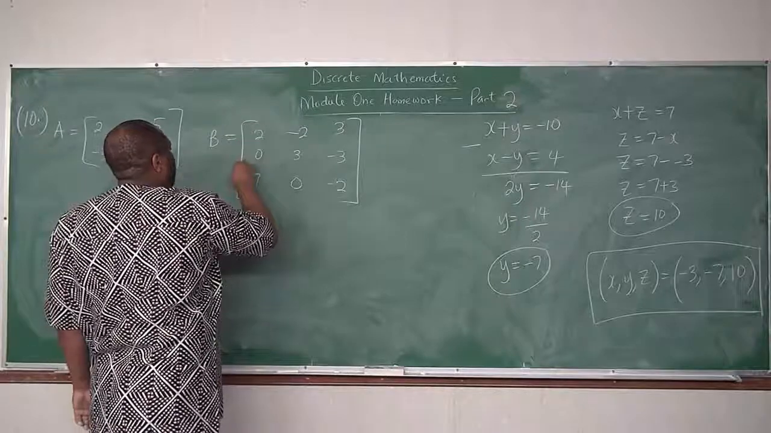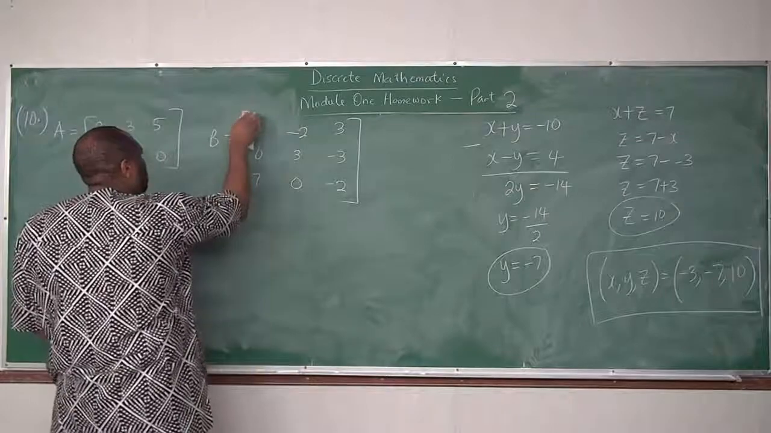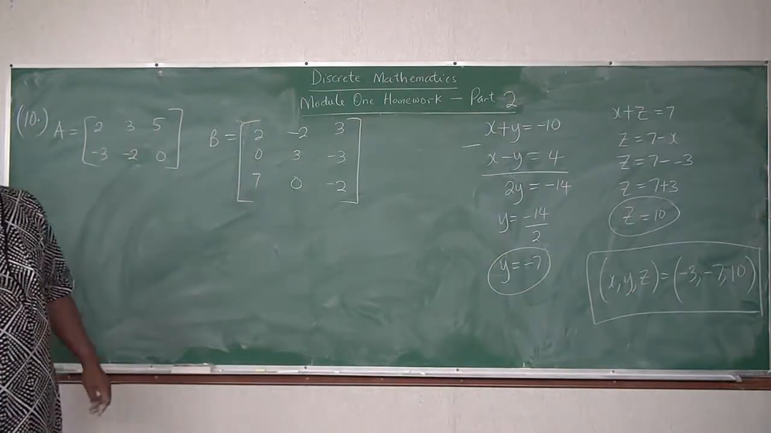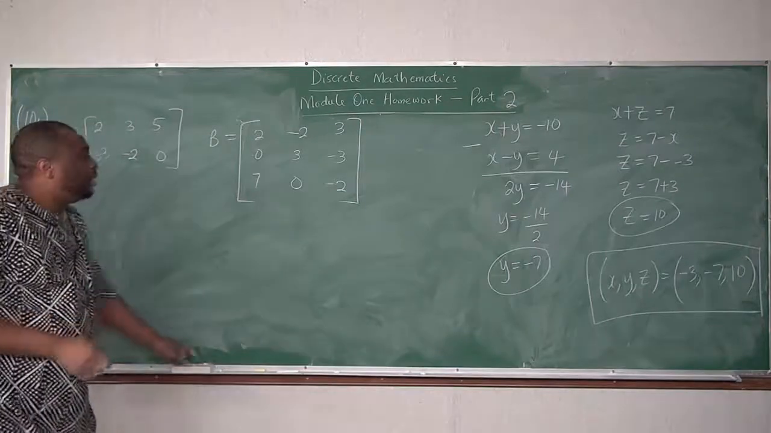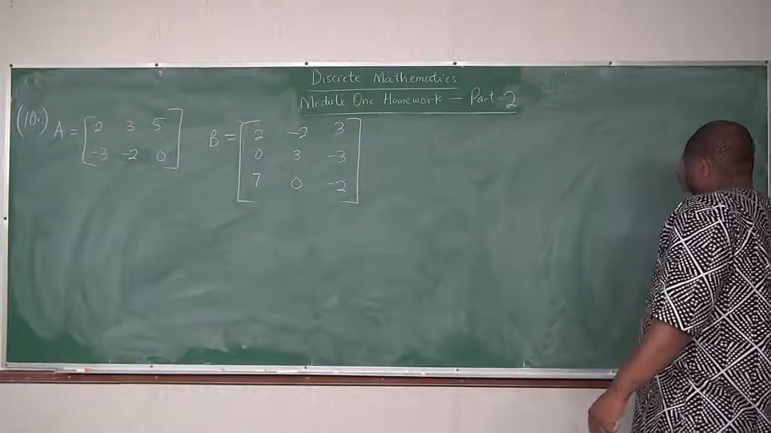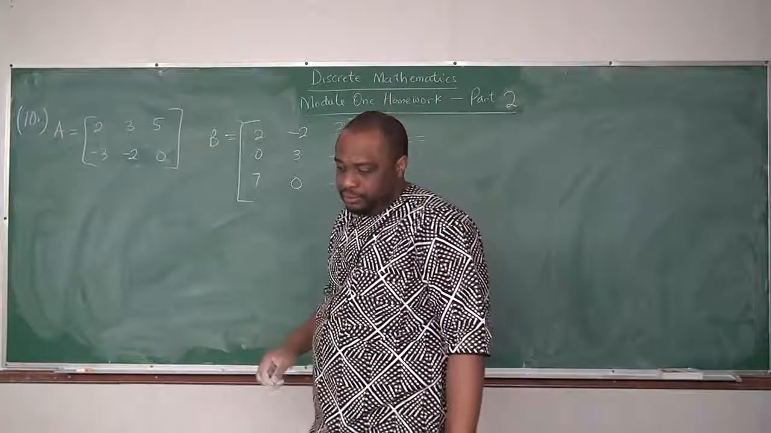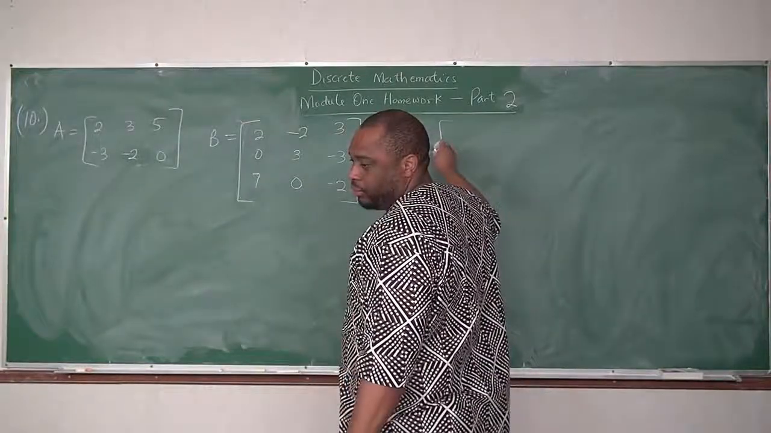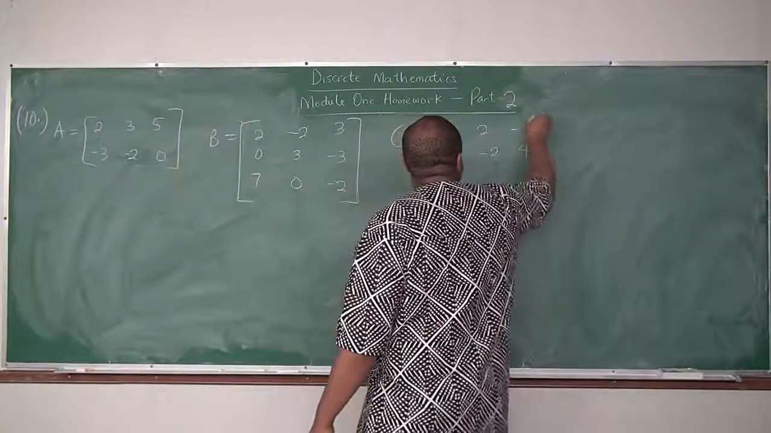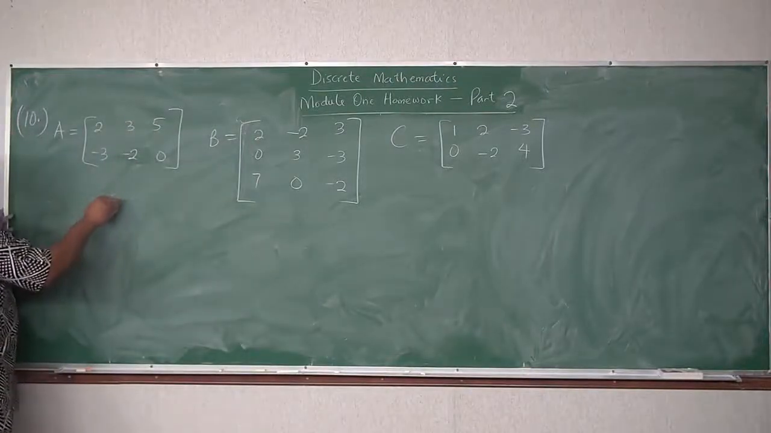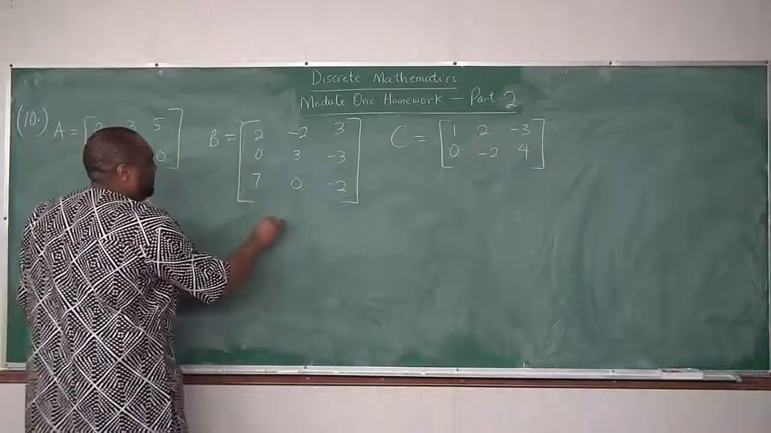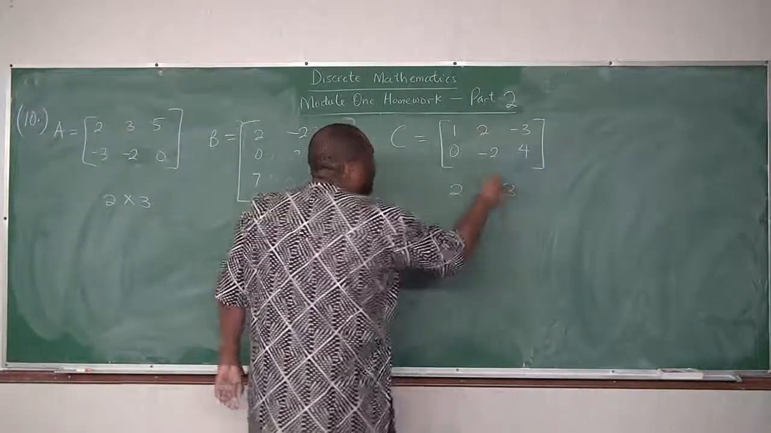Okay, 2, 0, 7, -2, 3, 0, 3, -3, -2. All right, and then matrix C. We have matrix C to be, if we list by row, 1, 2, -3, and then 0, -2, 4. Okay, so this is a 2x3 matrix, and this is a 3x3 matrix, and this is a 2x3 matrix. Those are the sizes of the matrices.